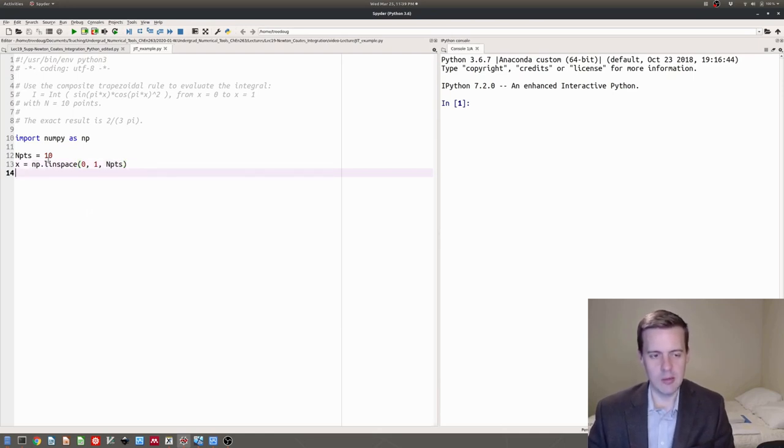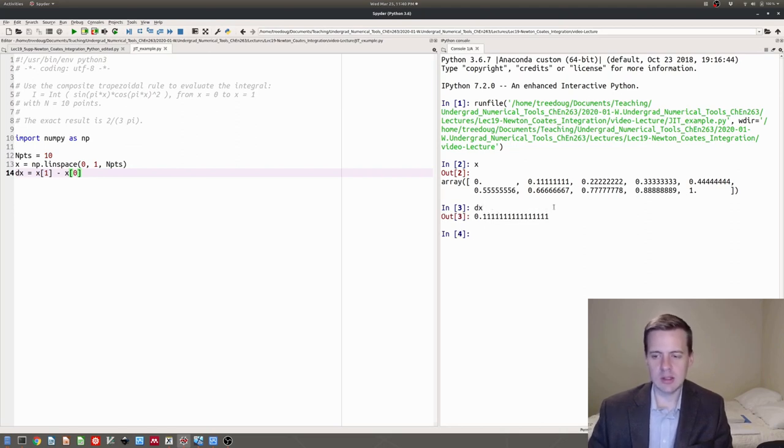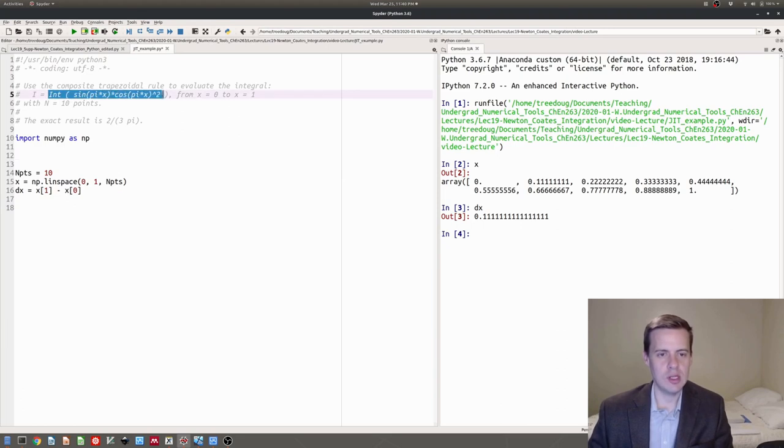Great. So I'm going to also want to know the delta x. I can get that pretty easily here by doing x1 minus x0. And let me just run that to make sure nothing's broken. So I look at x, and it's giving me 1, 2, 3, 4, 5, 6, 7, 8, 9, 10 points. And dx is 0.111, which is clearly what the delta x is. Okay, great.